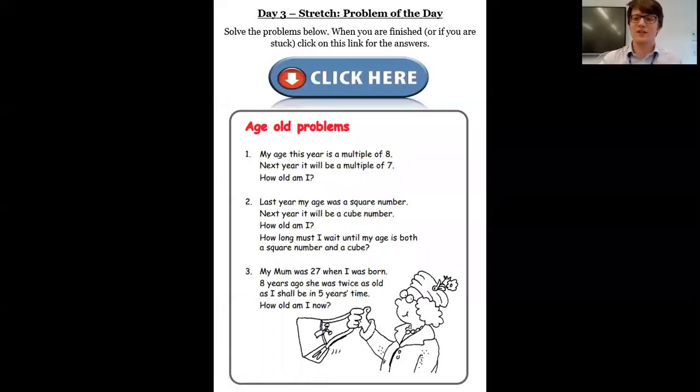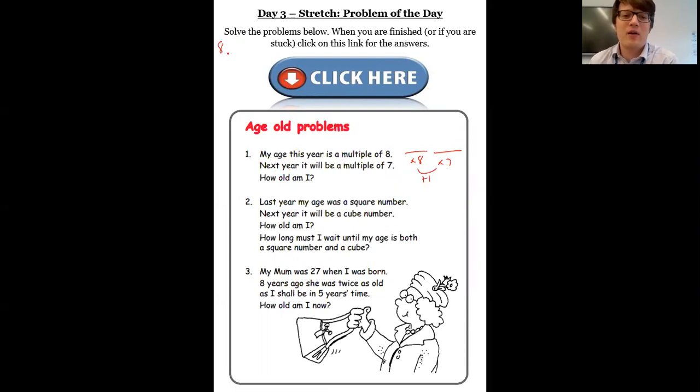Okay, some nice challenging problems today to dig our teeth into. So, my age this year is a multiple of 8. Next year will be a multiple of 7. So this year it's a multiple of 8. Next year it'll be a multiple of 7, and obviously I'm just adding 1 year.